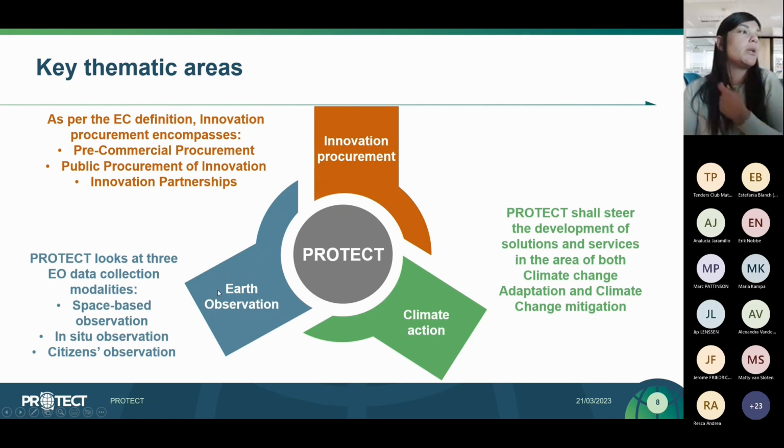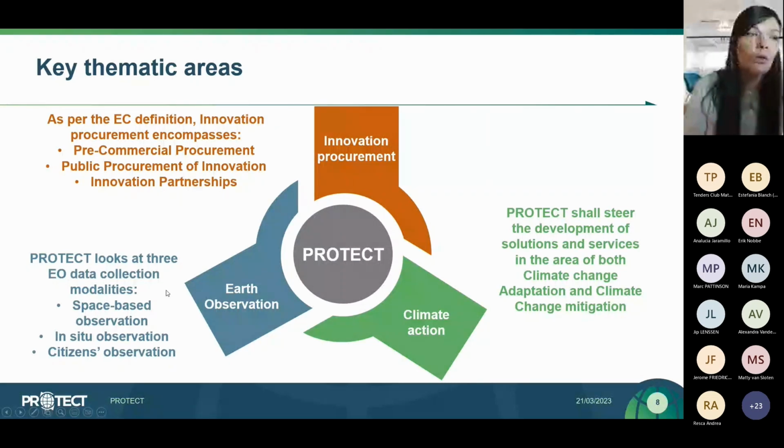On the side of Earth observation, we will tell you about different modalities that can be used in order to get data from Earth observation. And so this can be done through space-based observation, in-situ observation, and citizen observation. On the side of climate action, we are looking at two types of solutions or services that we want to develop. On the one hand, services that help to adapt to climate change, but also services that help to mitigate the effect of climate change.